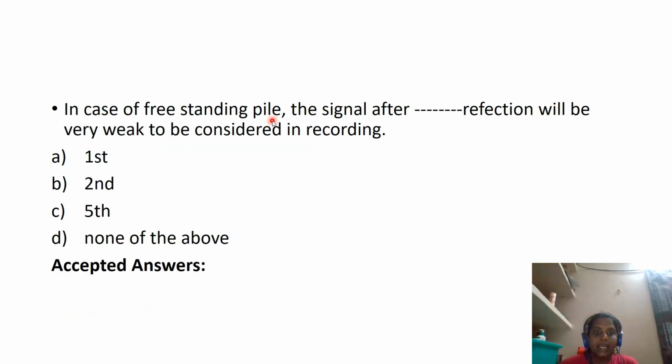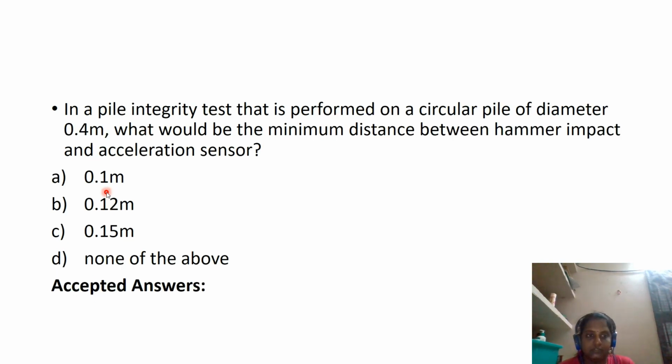In case of a freestanding pile, the signal after the reflection will be too weak to be considered. See, when we record, we will be able to record up to two reflections. That is, the first impact load wave travels, hits the bottom, comes to the top, and again hits the top and goes to the bottom. At least up to the second reflection we will be able to measure. After that the waves become weak, so the signal becomes weak.